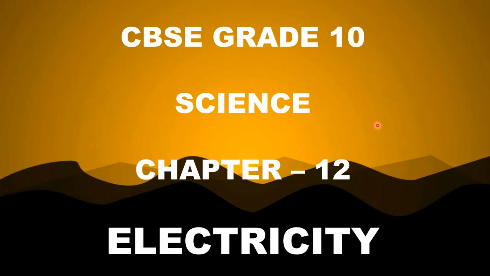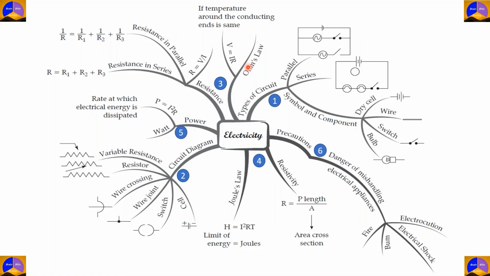Today we're looking at the chapter Electricity. It is the 12th chapter in your science syllabus for grade 10 CBSE. To make this chapter more interesting and easy to learn, we're taking the help of this mind map. Mind maps are very effective tools for easy revision and last minute preparations.